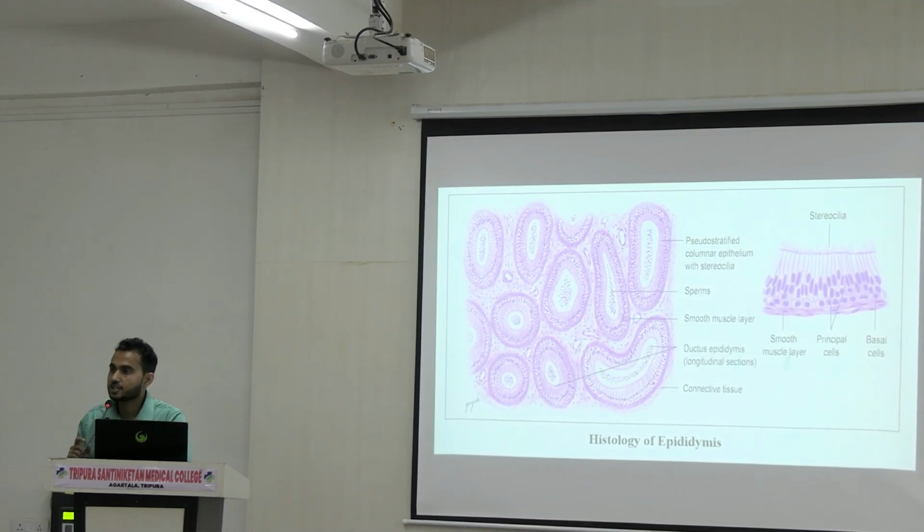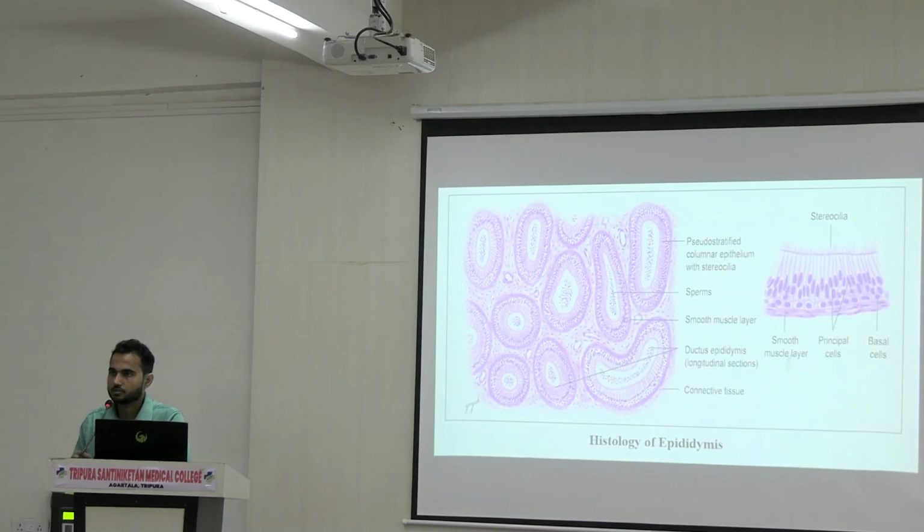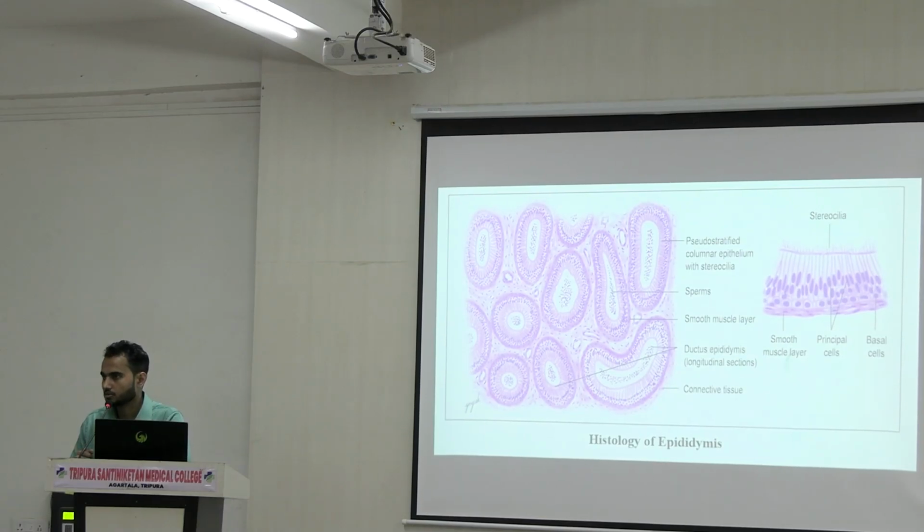Next, the tall principal cells which you can see in the diagram have stereocilia. What is stereocilia? These are nothing but modified microvilli. इसका फंक्शन क्या है? Absorption. टेस्टिस से जो प्रोडक्शन होता है, when it reaches the epididymis, fluid content is moved along with it, and that fluid is absorbed by the stereocilia. That's why stereocilia is present. So I hope you can now differentiate, or you have understood the differences between the seminiferous tubule and epididymis.